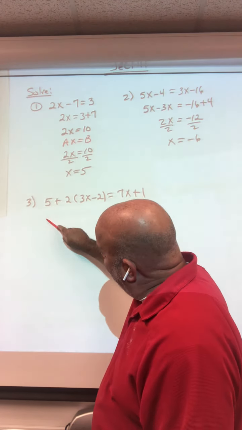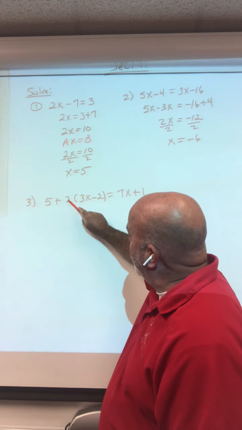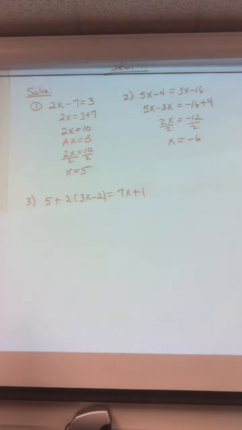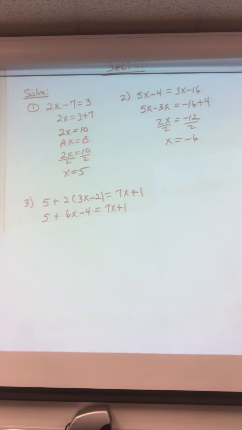So I'm going to bring the 5 down and the plus down, and I'm going to do 2 times 3 and then 2 times negative 2. When I do that, 2 times 3 is 6x. 2 times negative 2 is negative 4. The right side, there's nothing to do, so bring that down.